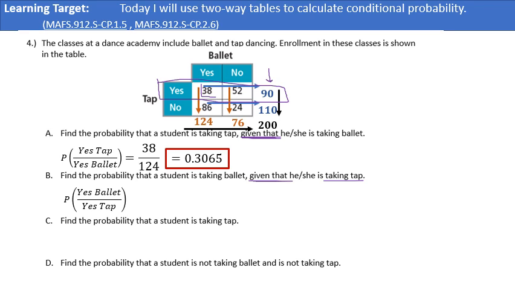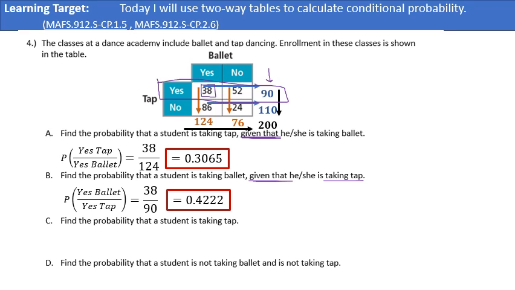So notice these probabilities are not the same. It's the same two things they're talking about. We're still talking about yes to ballet. We're still talking about yes to tap. But we changed the order given what we know, and that's going to change our probability. So now we're thinking about 38 over the total number of tap students, which is only 90. So it's 38 divided by 90. 38 divided by 90 is 0.4222. Does that make sense?